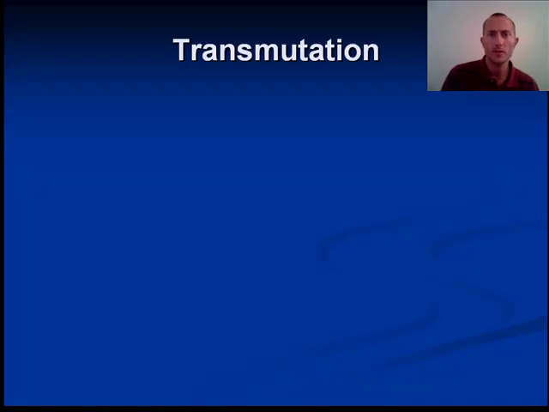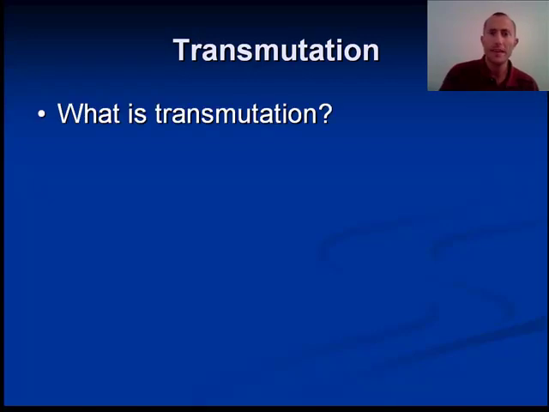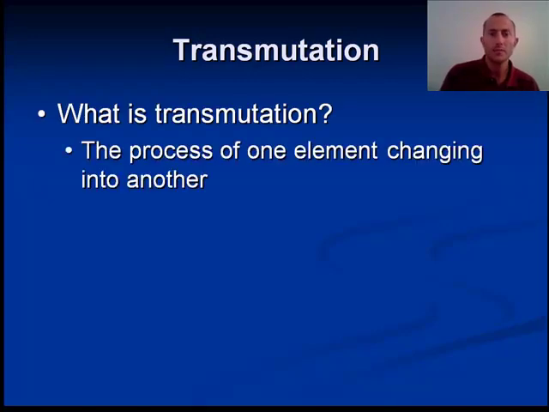When we talk about nuclear reactions, the process that we're referring to is called transmutation. And we talked about transmutation in the previous section when we looked at the different types of decay, alpha, beta, and gamma decay. These were types of what we call natural transmutations. A transmutation is simply the process of one element changing into another element.